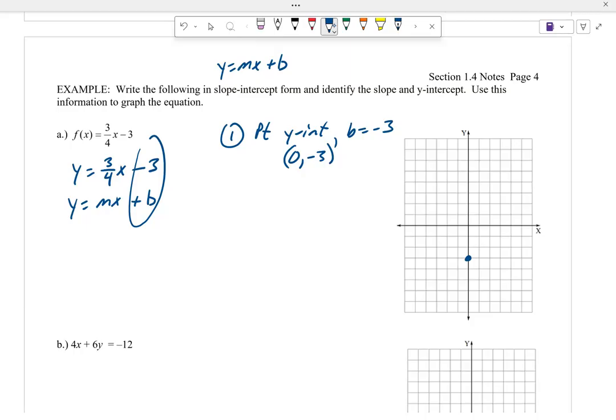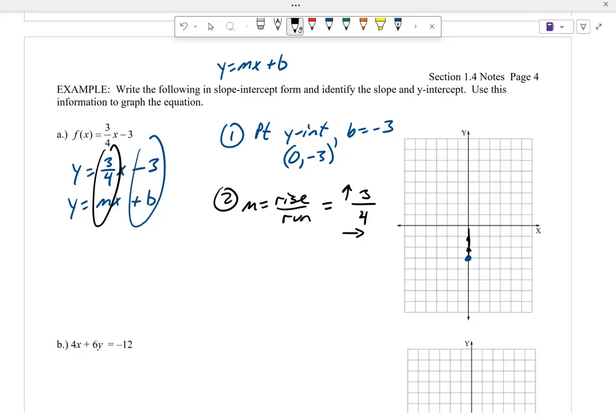And then the second thing we'll do is use our slope now. Slope is rise over run. It looks like our slope is 3/4, positive 3 over positive 4. So rise, is it up or down? Well, it's positive 3, so I'm going to go up. 4, is it right or left? Well, it's a positive 4, so I'm going to go right. So I'm going to go up 3, right 4 from the y-intercept.